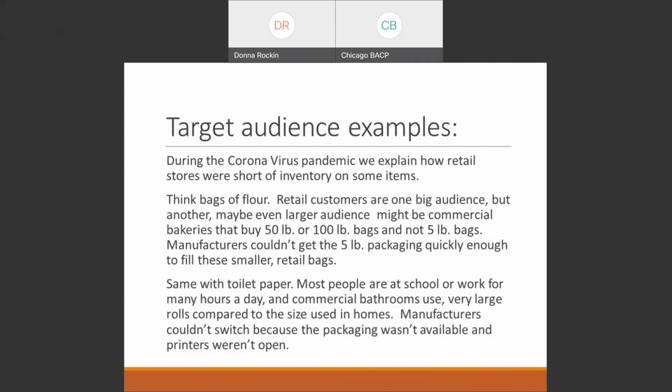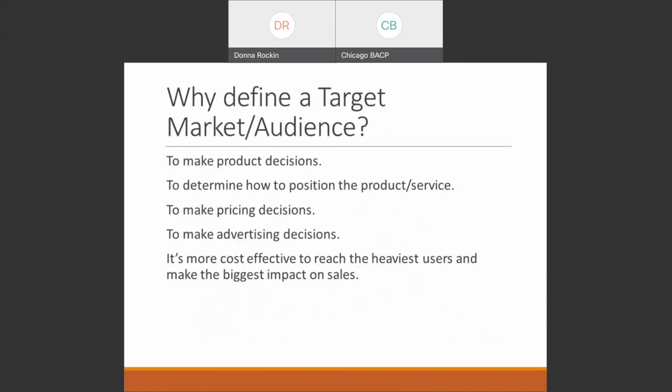So, when you're away from the house for 8 or 10 or 12 hours a day, you didn't need that much home-sized toilet paper, but you certainly did when we were all staying home 24/7. But manufacturers couldn't adjust their packaging that quickly. They didn't have the printed packaging. They didn't have the tubes that go in the center. It was a whole chain effect.